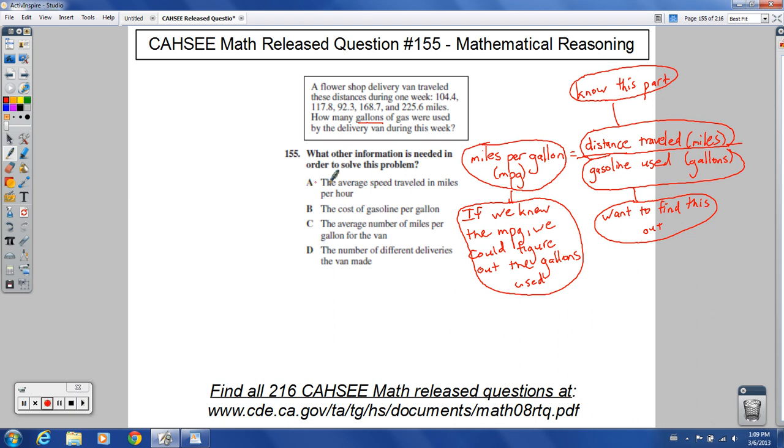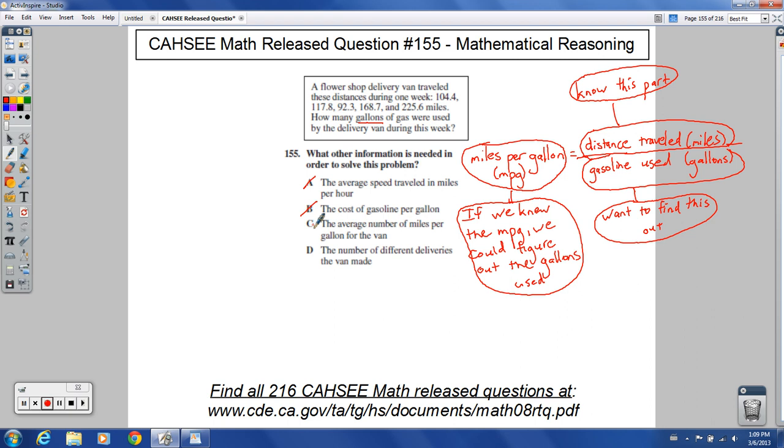So choice A, the average speed traveled in miles per hour. Is the speed going to be relevant to the amount of gasoline used here? You might get less miles per gallon, but that doesn't tell you what your miles per gallon are. The average speed, so this one, I would say no on that one. It's not that one. The cost of gasoline, that's irrelevant, because the cost of gasoline doesn't have a bearing upon how much gas you actually have to use, or how many gallons you actually use. It's just going to jack the price up a little bit there.